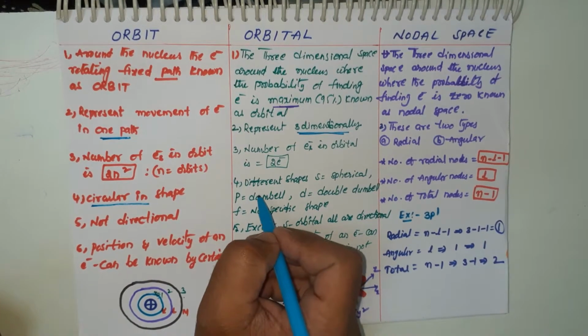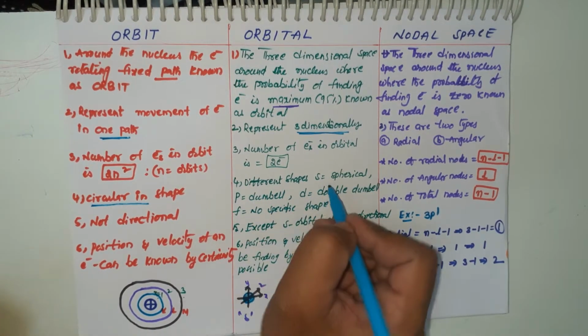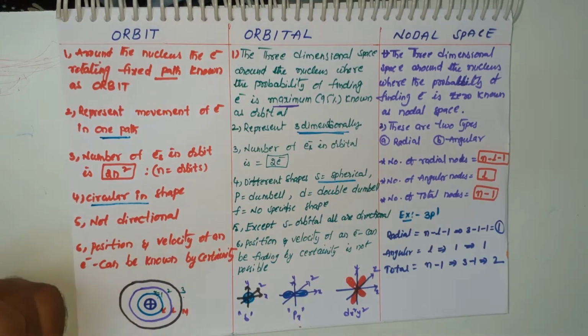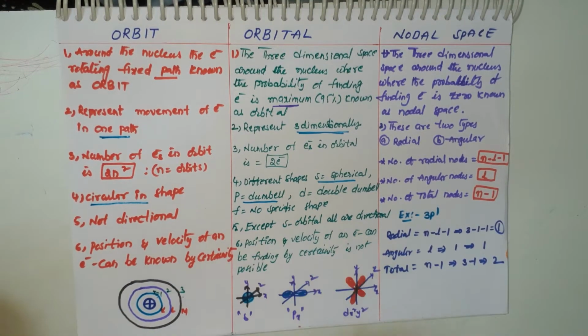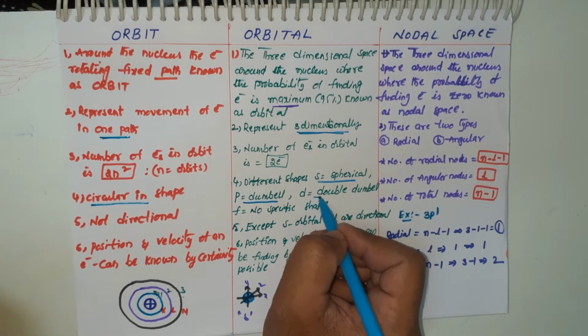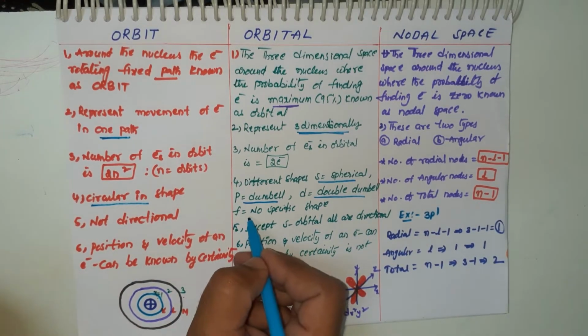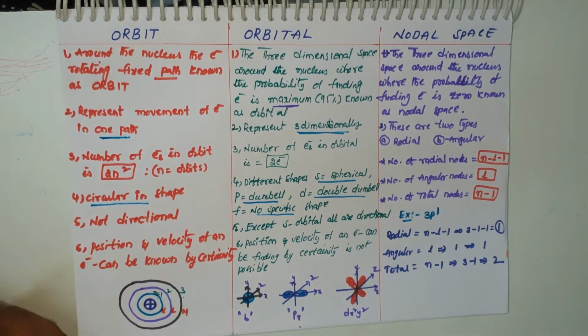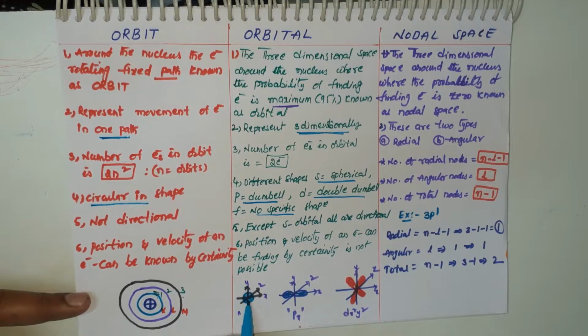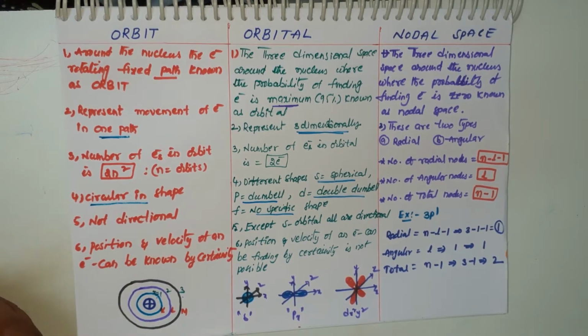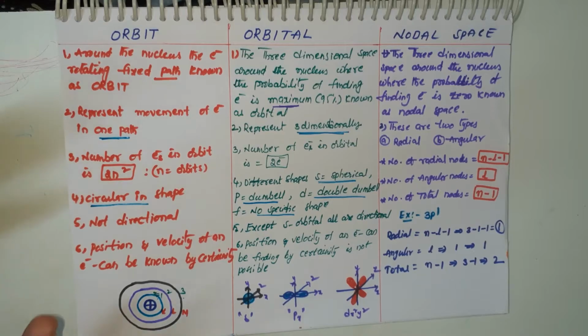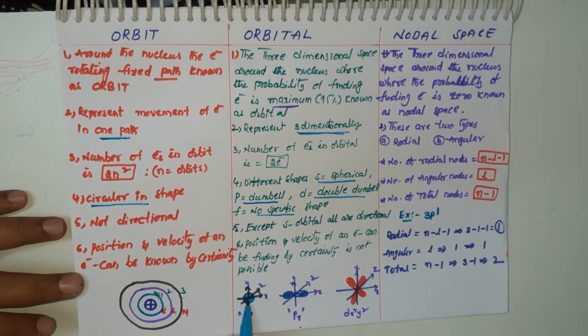Next, different shapes are present. S orbital has spherical shape. P orbital has dumbbell shape. D orbital has double dumbbell shape. F orbital has no specific shape. Here, the blue color circle is the S orbital. It occupies the total space around the nucleus three-dimensionally, like a ball. Okay, this is the S orbital.